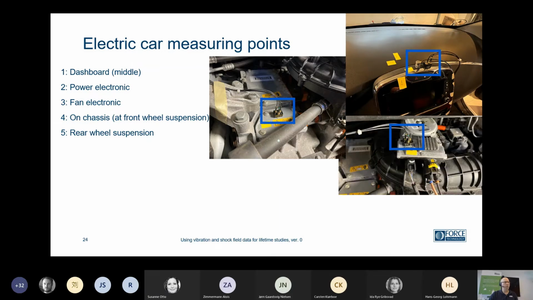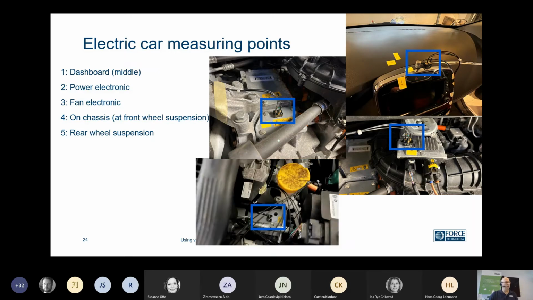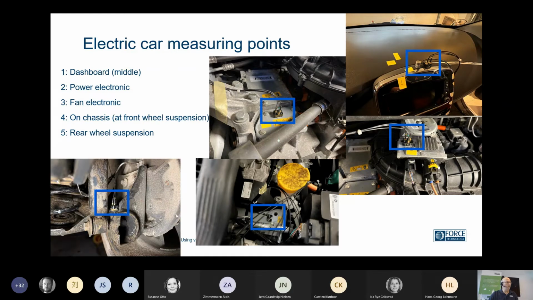We also saw that there was a big fan in the engine room, and there was an electronic controlling the speed of that fan. And of course, because the focus for this project is on electronic parts, we select measuring points relevant for electronics. If we were interested in springs for the cars, then of course we would measure around the spring. We also took some measurements, it's not easy to see on this one, but it's down on the rigid part of the chassis near the front wheel suspension. And finally, we took the accelerometers and situated them on the rear wheel suspension.